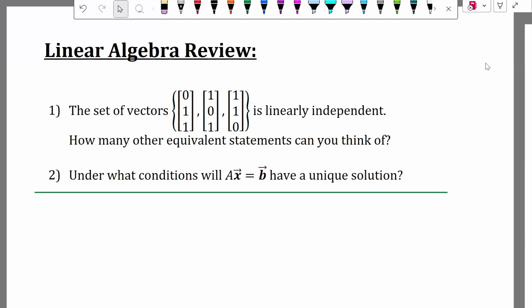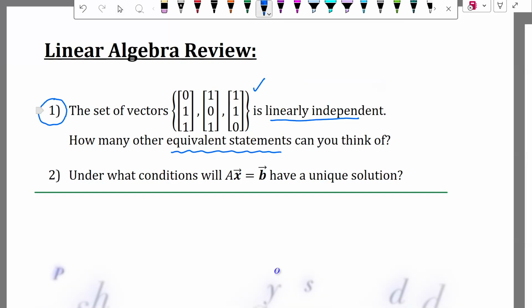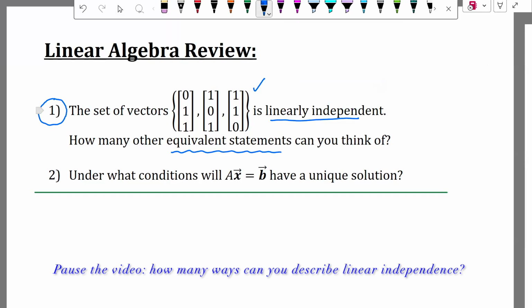What I would like you to do is pause the video and ask yourself, when you take this particular set of vectors, which is linearly independent, how many other equivalent statements can you think of that would tell us that that set of vectors is linearly independent? One example would be to put these vectors as columns in a matrix and then say the matrix is invertible. So that is another way to say that those vectors are linearly independent. Pause the video and see how many equivalents you can come up with.